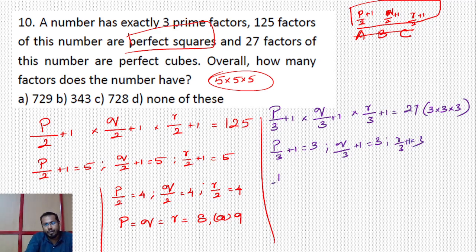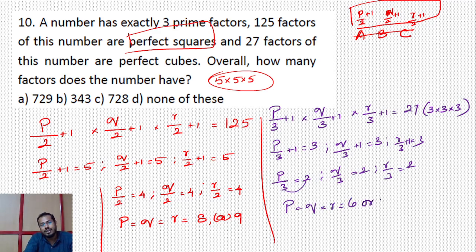Now P over 3 is equal to 2, and Q over 3 is equal to 2, and R over 3 is equal to 2. So now P is equal to Q is equal to R is equal to 3 times 2, which is 6 or 7 or 8. Why? Because here it is a cube value, so there are 3 numbers, from 6 to 8. Square means 2 numbers, 8 or 9. Cube means 3 numbers. From 6 I need to take 2 more numbers. So which is the common number here? The common number is 8. So our answer will be 8. The power values are 8, 8, 8.